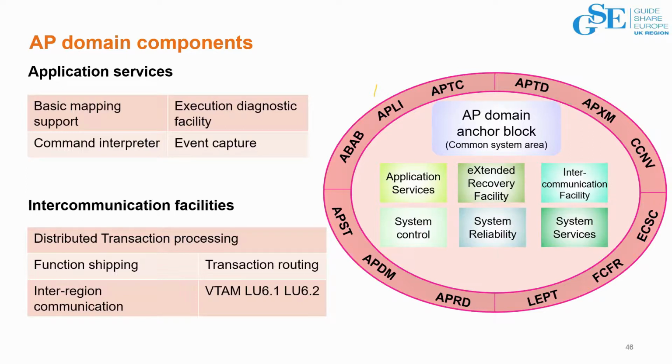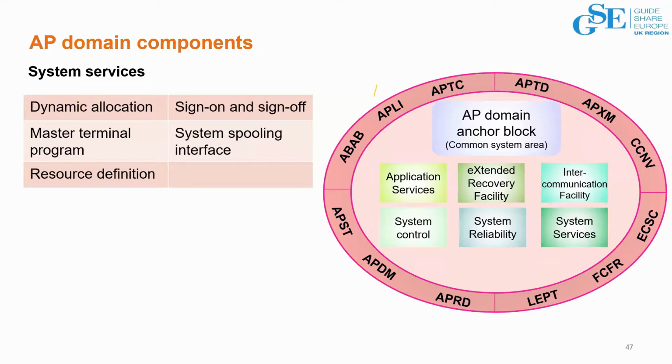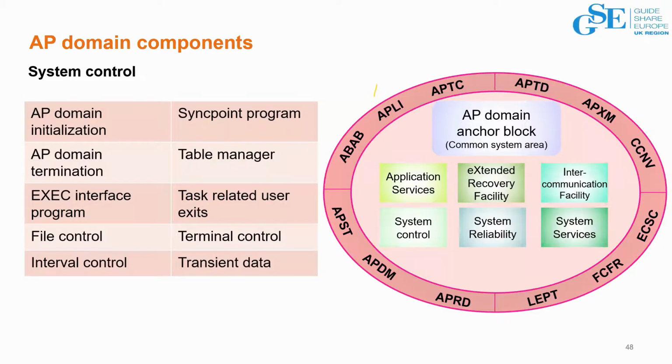Now, all the intercommunication facilities, with the exception of IPIC, live in the AP domain. So DTP, function shipping, transaction routing, it would be nice if that was all rewritten for IPIC. We can get some thread-safe mirrors on MRO, but never mind that. In the meantime, the older functionality for intersystem communication lives in the AP domain. IPIC itself has a separate domain, the intersystem domain, to support the new function. Now, you could see things like dynamic allocation, CEMT, CETA, the sign-on and sign-off transaction all live within the AP domain, okay?